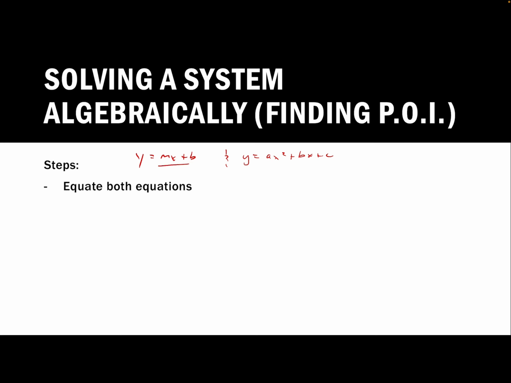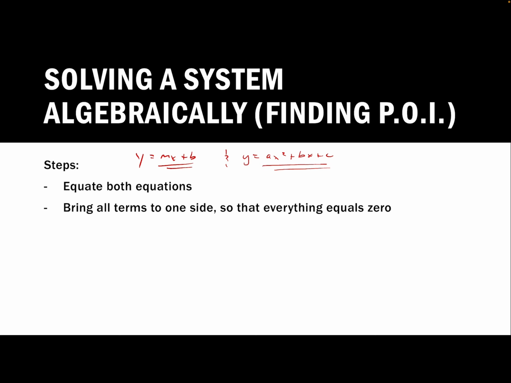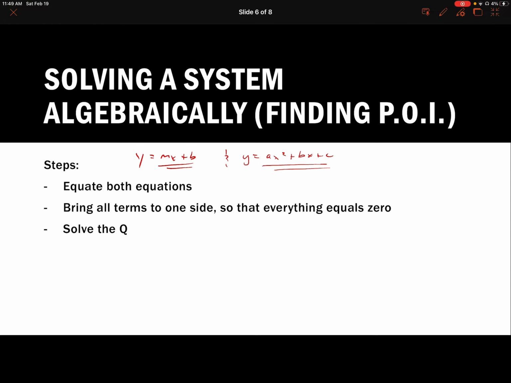What we're told to do here is to equate them. So take the two equations and then equate them. Having done that, we can then bring all the terms to one side so that everything equals 0. And then solve the quadratic by factoring, using the quadratic formula, or by graphing. Which is kind of nice, we've actually been practicing these over the last few lessons.